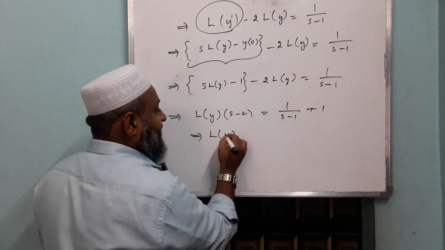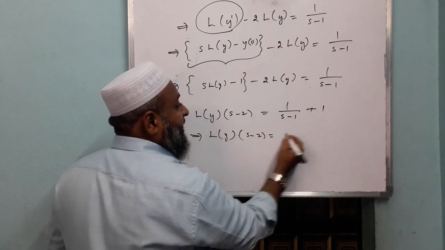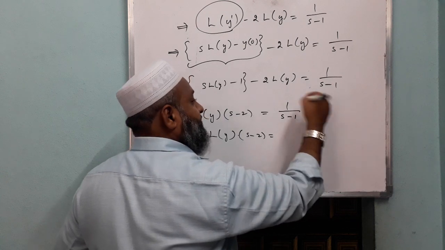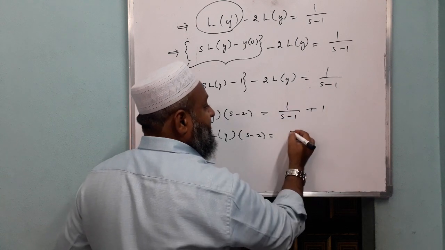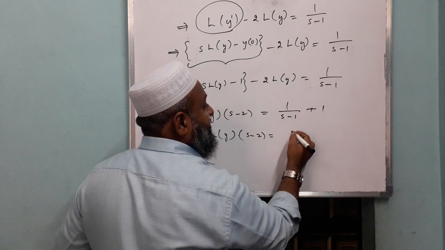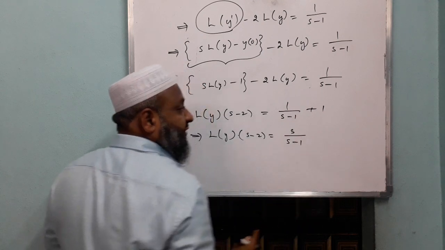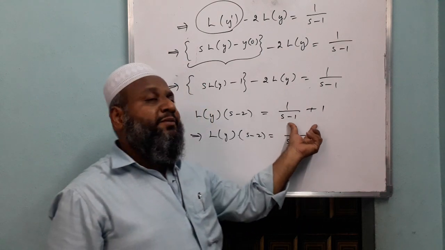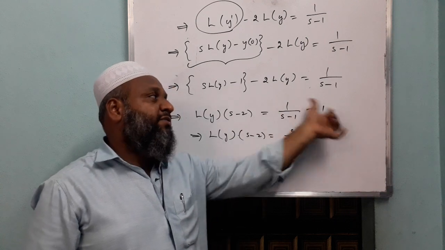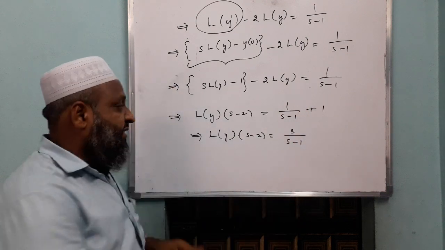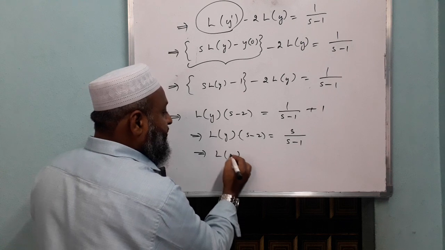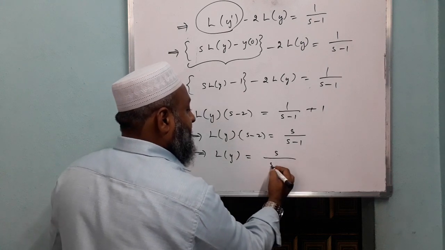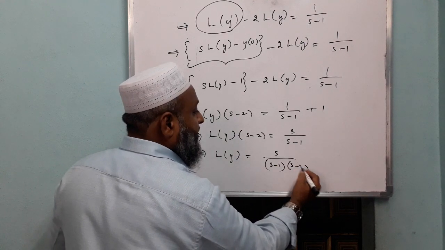Now L of y into (s minus 2) is (s minus 1 plus 1) by (s minus 1), so it is only s by s minus 1. Just simplification, nothing else: s minus 1 plus 1 minus 1 gets cancelled, that s, so s by this one. So what will be L of y now? L of y will be s by (s minus 1)(s minus 2).